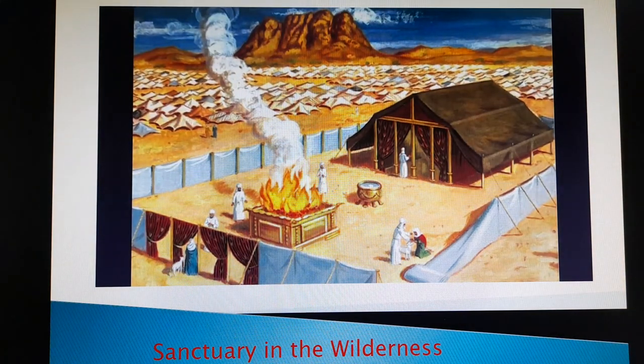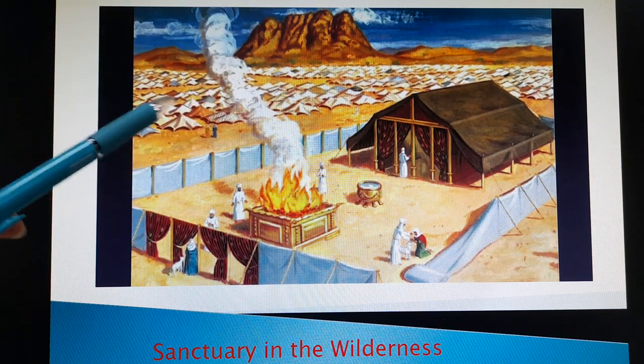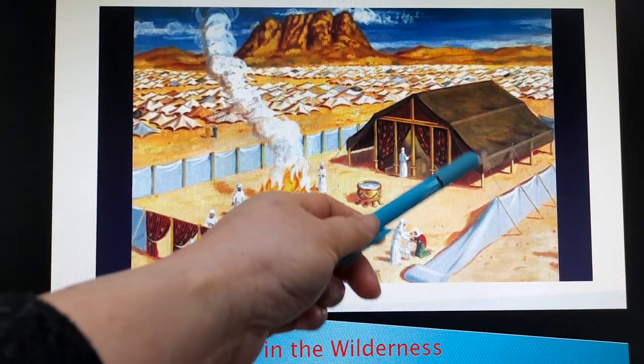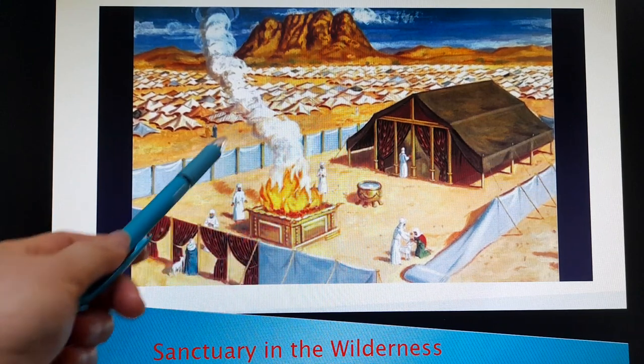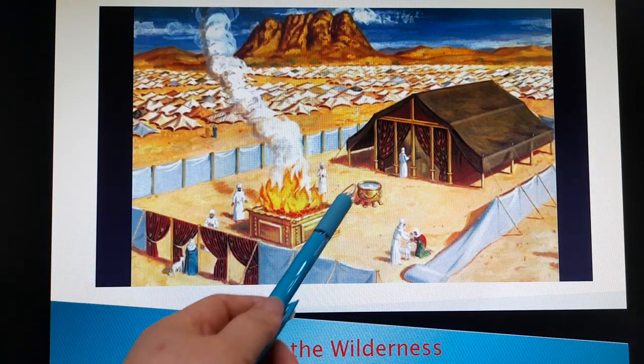Here is the picture of the sanctuary in the wilderness. Over there we see Mount Sinai. And here is the sanctuary building. And this part is called the outer court, where there is the altar and water basin.